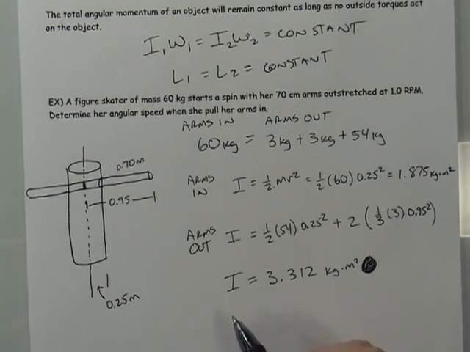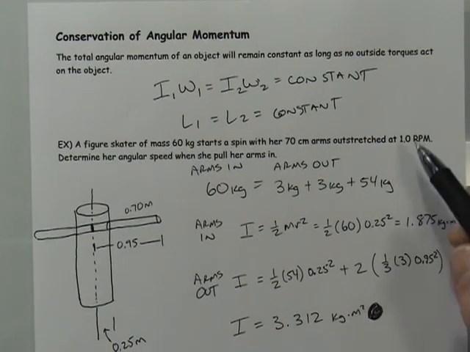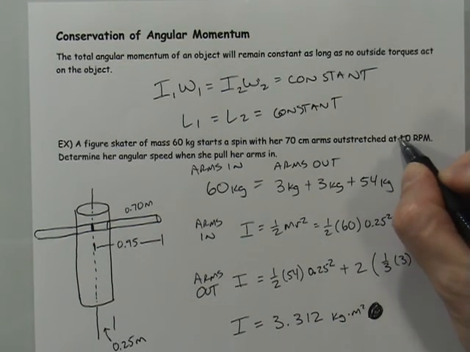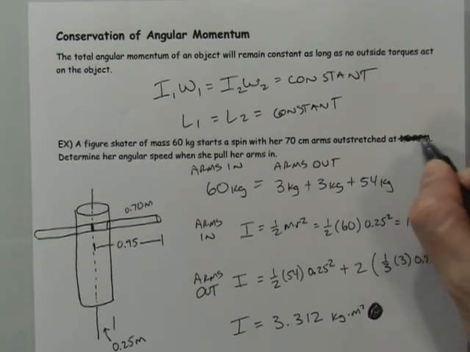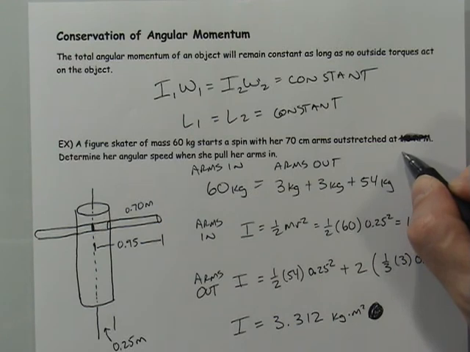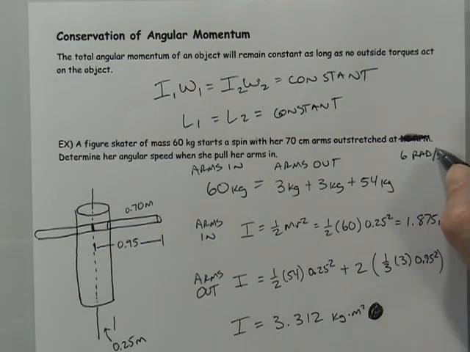Right? Now also, in the problem, you were told that initially the skater, when she first started to spin, was spinning at one revolution per minute. I am going to change that. Let's assume that she is moving at, we're going to say, 6 radians per second.